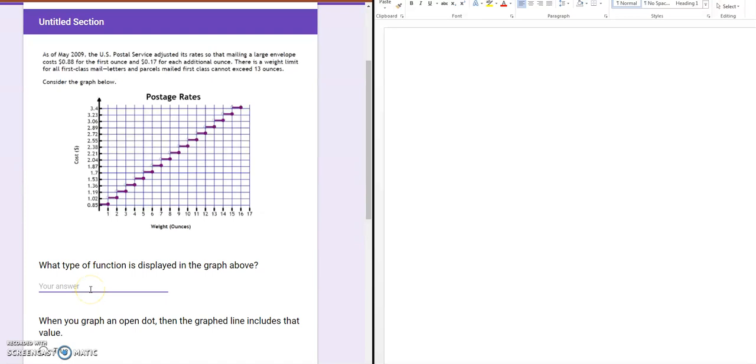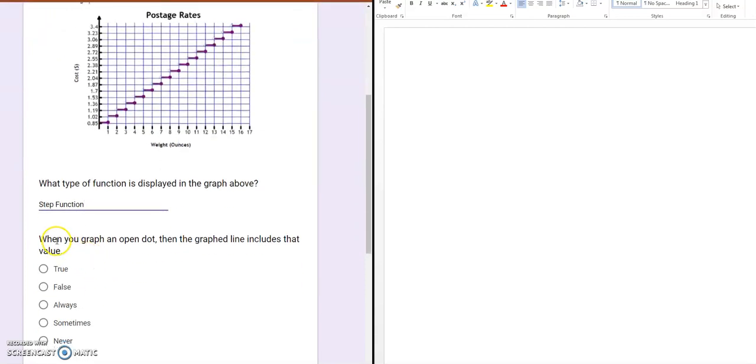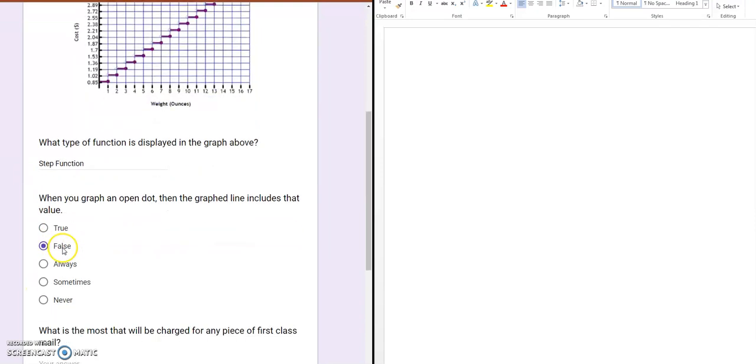What type of function is this? This is a step function. You'll notice the graph looks like steps. The second question on this page, when you graph an open dot, then the graph line includes that value. This is a false statement. You could also answer it with the word never.